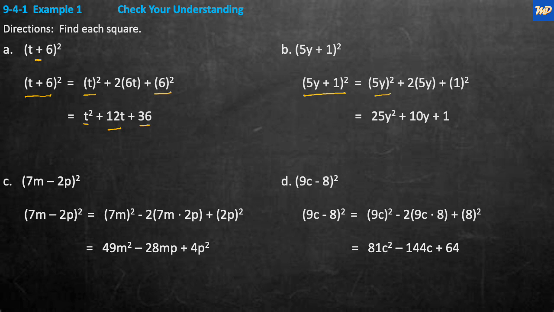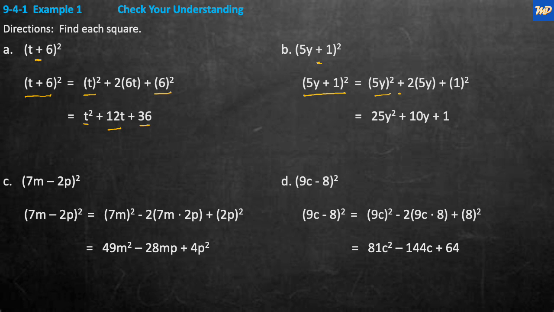Plus 2 times 5y. You don't have to worry about the 1, you're going to multiply it as just 1. So it's 2 times 5y. We have to get the y in here. So 2 times 5y, and then at the end, 1 squared. So 5y squared is 25y squared, plus 2 times 5 is 10y, plus 1.